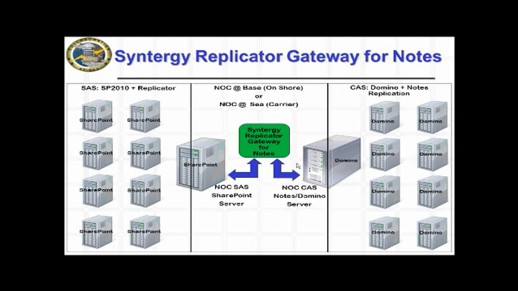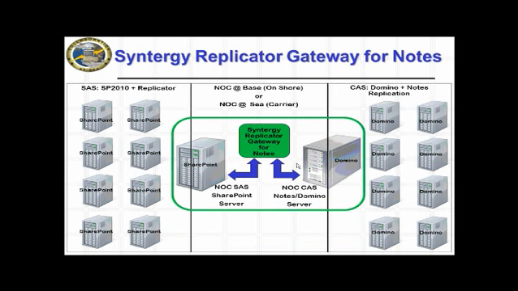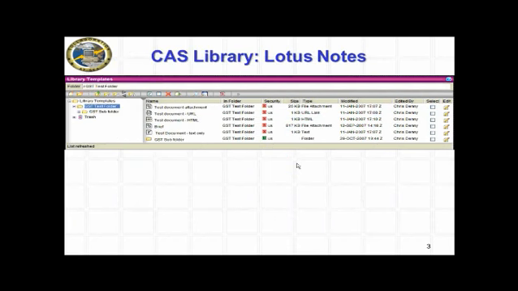The Network Operations Center has at least one SharePoint server from the SAS replication network on the left, and at least one Lotus Notes Domino server from the CAS replication network on the right. In the center is the Syntergy Replicator Gateway for Lotus Notes. The Notes Gateway is responsible for performing bidirectional replication between the SharePoint server and the Domino server in the Network Operations Center, and by implication connects the SAS replication network on the left to the CAS replication network on the right.